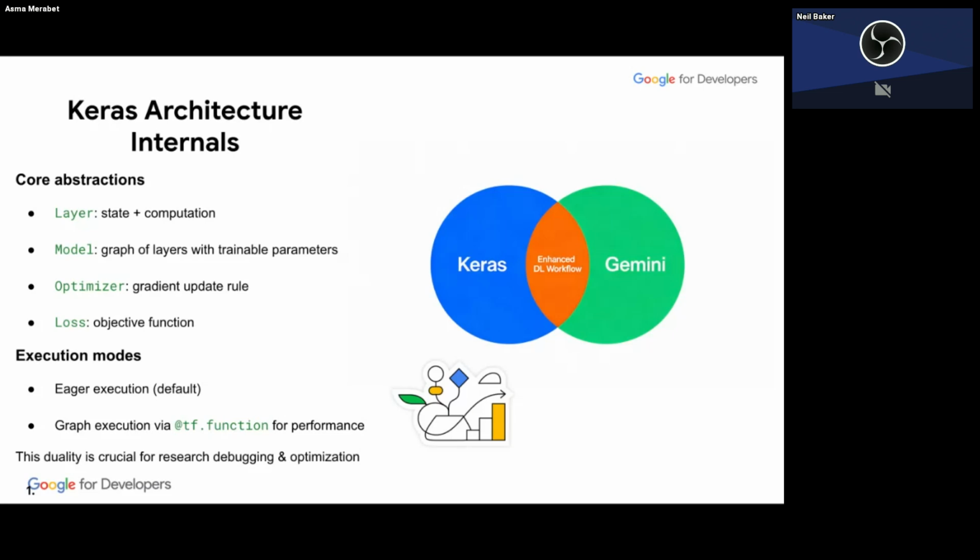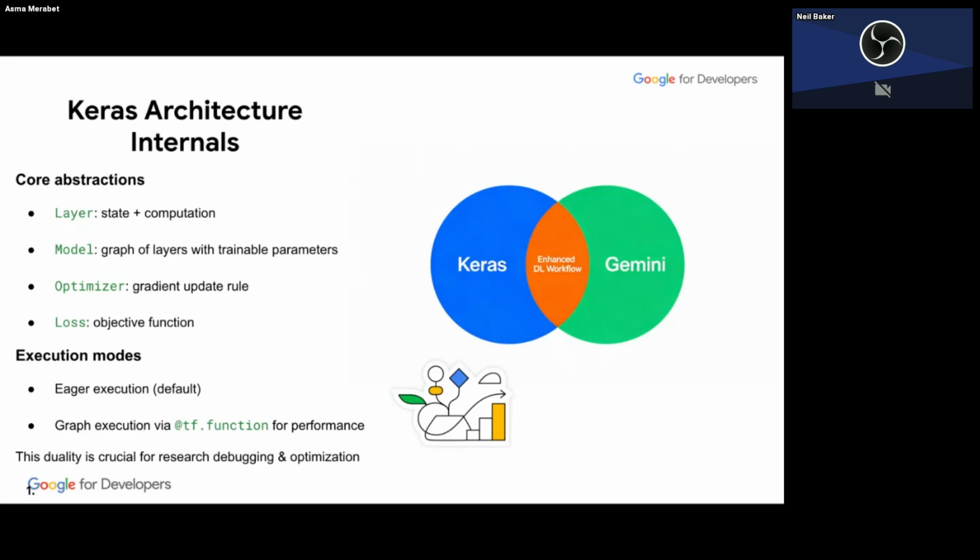So when we write something like Dense 128 and an activation function like ReLU, we are creating a layer with specific state and computation rules. The second is the model, which is a directed acyclic graph of layers with trainable parameters. This is a container that orchestrates how layers connect and interact. And in Keras, a model is callable, so we can just pass the data through it like a function. So it's easy for implementation.